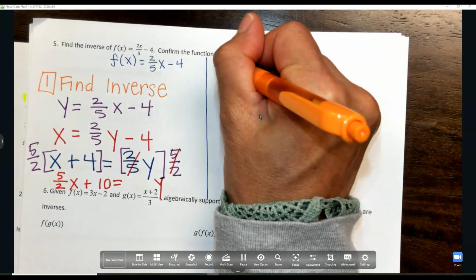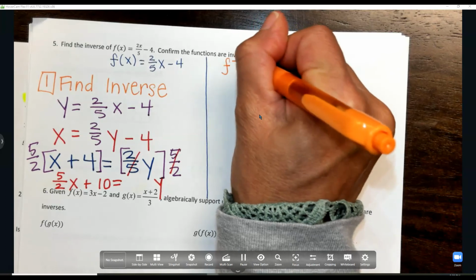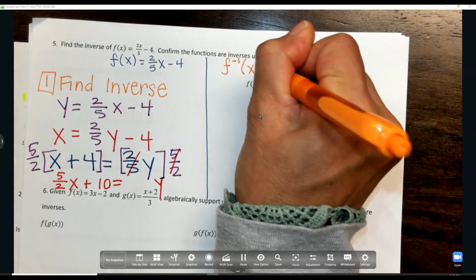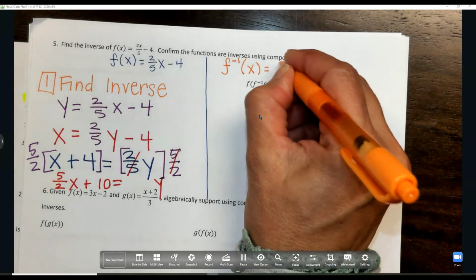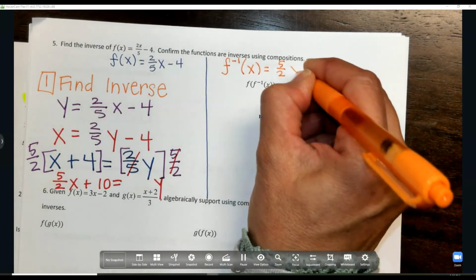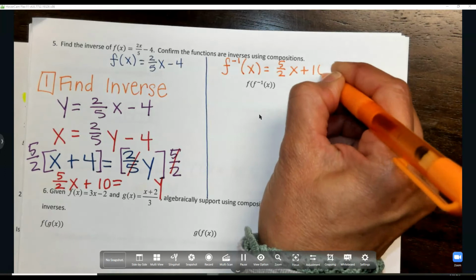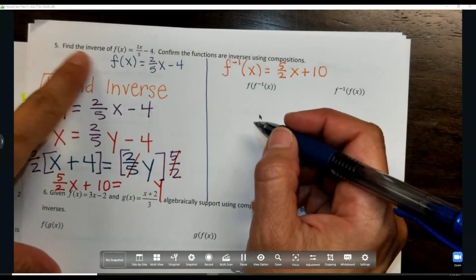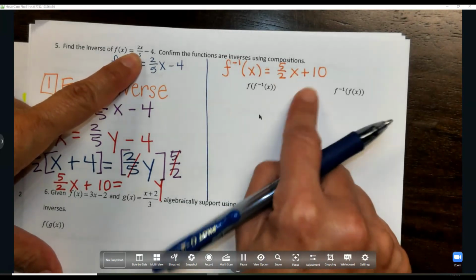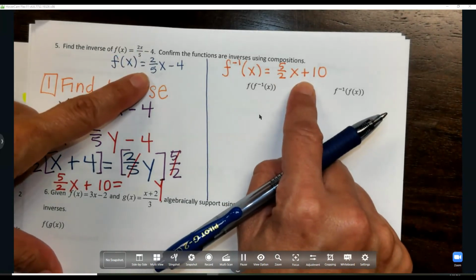So I'm just going to write the inverse over here. I'm going to use my function notation. And now I'm going to prove it. I got to prove it twice. If I don't prove it twice, I'm not getting credit. All right, so now what we're going to do is we're going to take the original and we're going to put the inverse in there for the letter x.